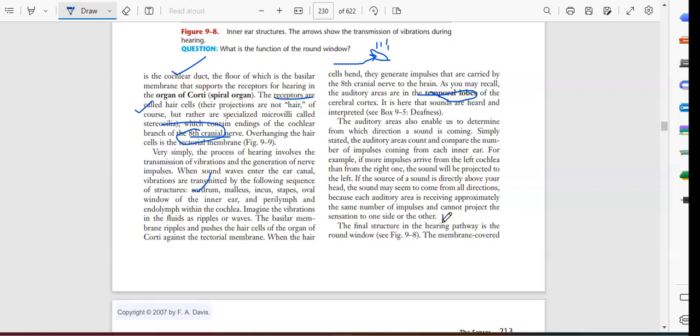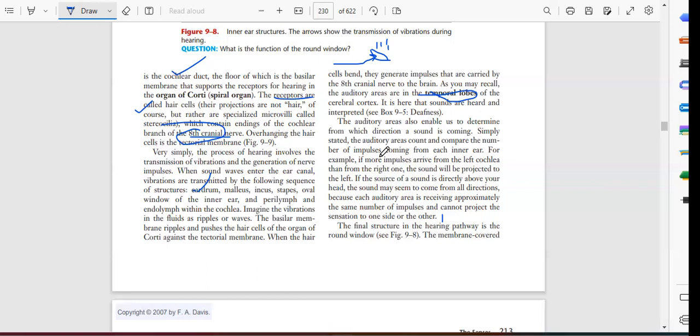So how can you calculate that the sound is coming from the right side? The more impulses will reach your right ear, the right cochlea. If the sound is coming from the left side, more impulses will reach the left ear, the left cochlea. Then the auditory hearing area will determine whether the sound is coming from the left side or the right side. This is how we can determine from which area the sound is coming.